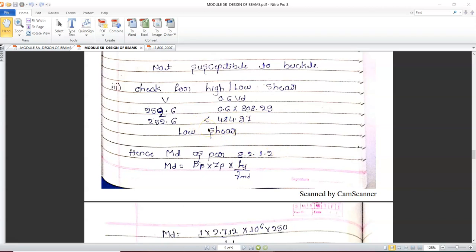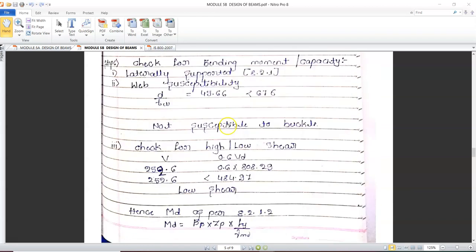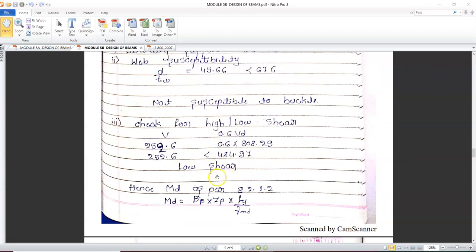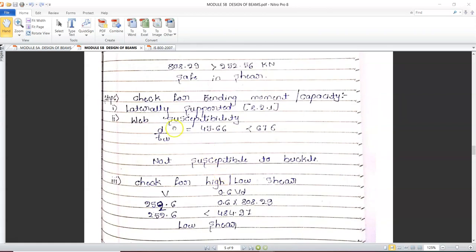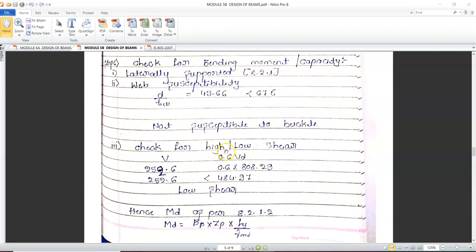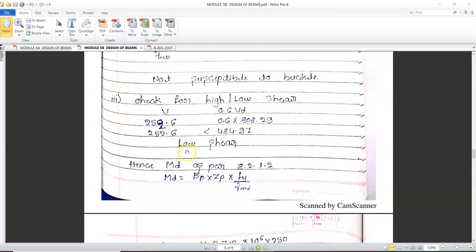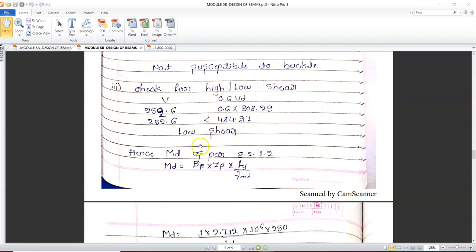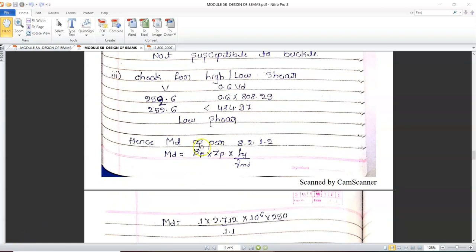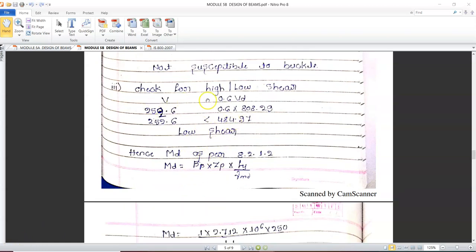You have to always use a higher I section, so that the web will not be susceptible to buckling, and at the same time it will not be high shear. If you adopt a higher I section, your web will not be susceptible to buckling, and at the same time it will be a case of low shear. Your V will be less than 0.6 VD, and that becomes a case of low shear.